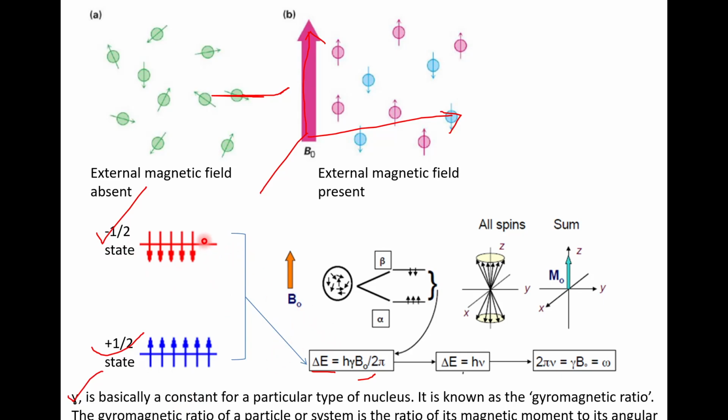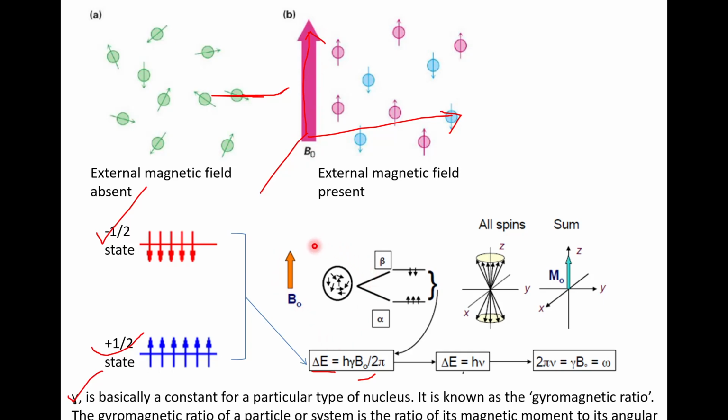Okay, due to this difference in these two states, we are getting a net magnetic moment in the z direction, right? So that is very important. This tells us that for the magnetic moment to always be aligned to the z direction, you should have this scenario where there is a difference between these two sets of nuclei, and that will only happen if you have an external magnetic field.